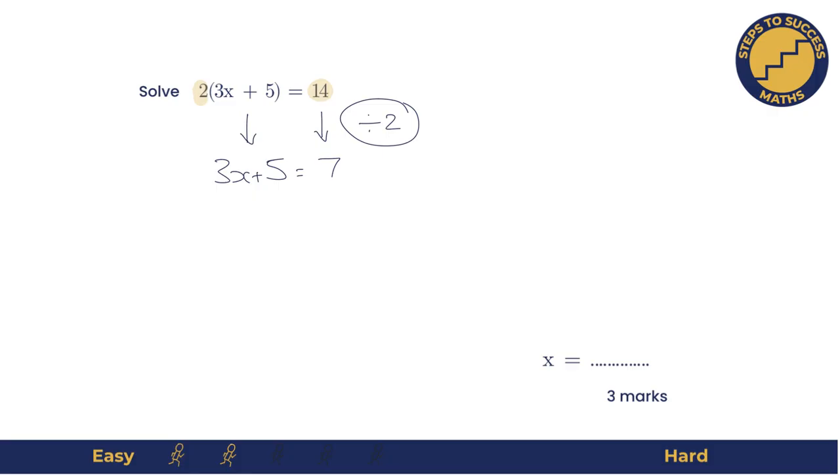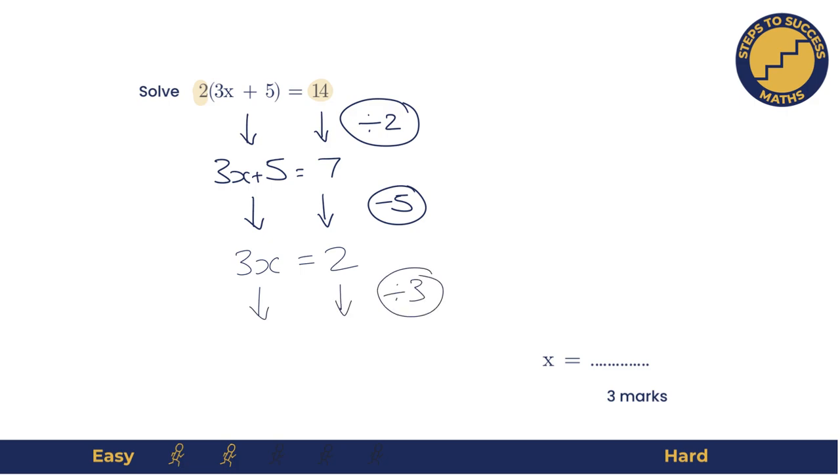Now, the 3x is wrapped up, so I need to get rid of this plus 5. So do the opposite, so take away 5 from both sides of the equation. 3x is equal to 2. And now I need to divide by the 3, because at the moment it's multiplying. So I've got x equals 2 over 3. 2/3.